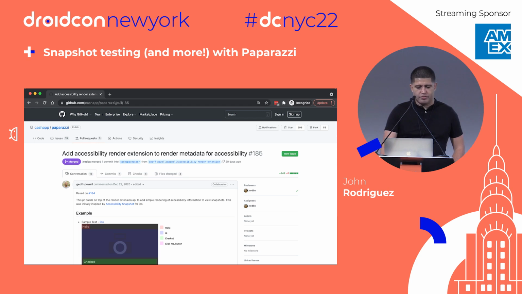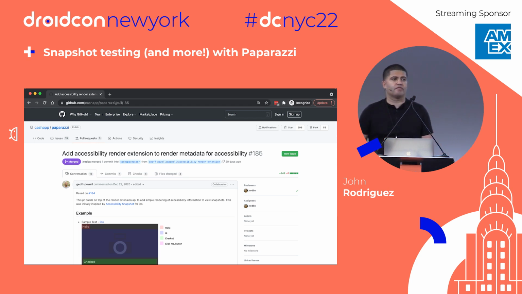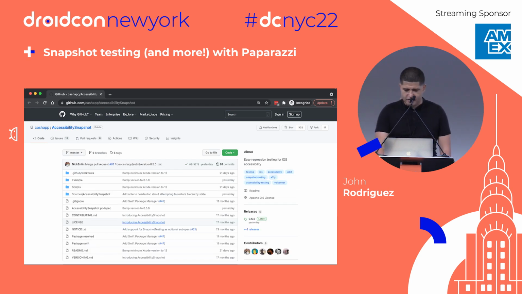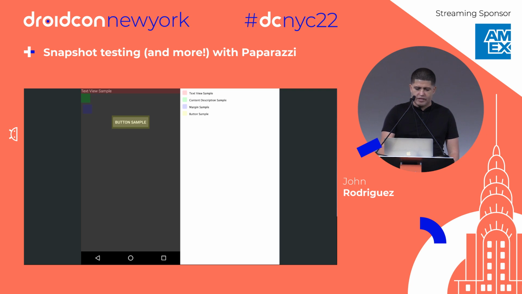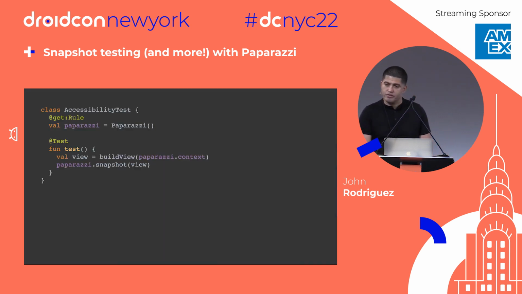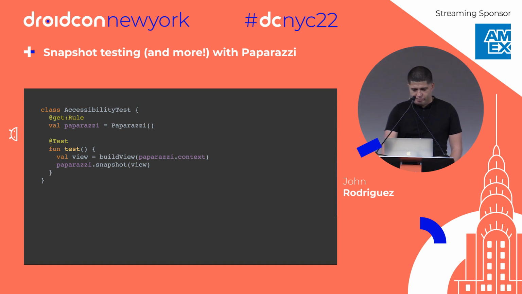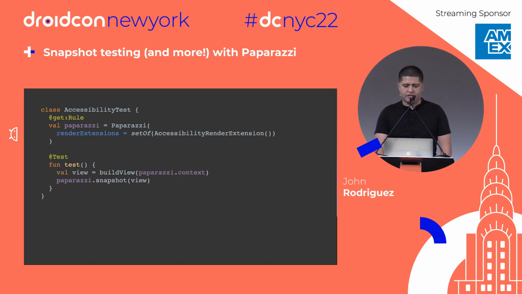Tell your iOS developers that we also have an iOS library for accessibility snapshots in case they're interested. And this is how it looks. It color codes a view hierarchy, and then the legend shows if you are missing a content description, or maybe if your view hierarchy is intercepting events. To implement, take your normal Paparazzi test and simply add that render extension, and that's it.